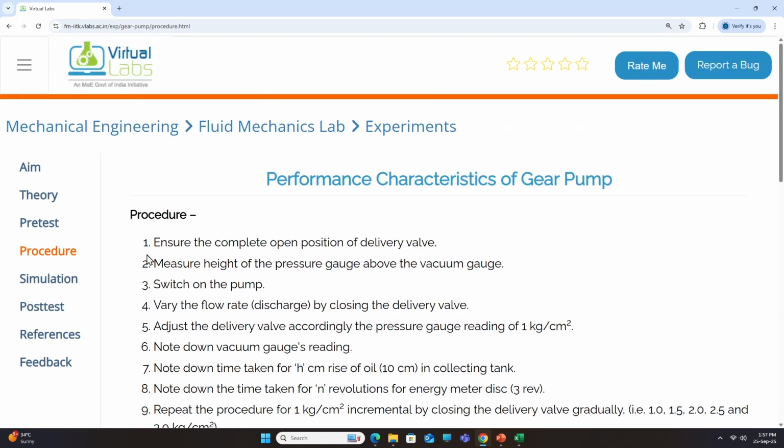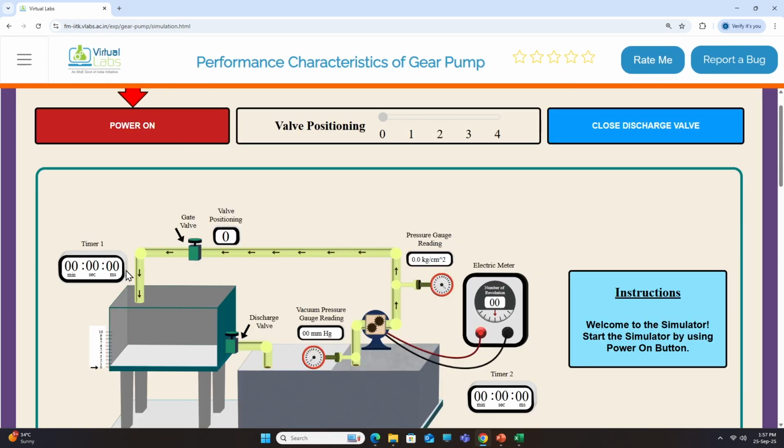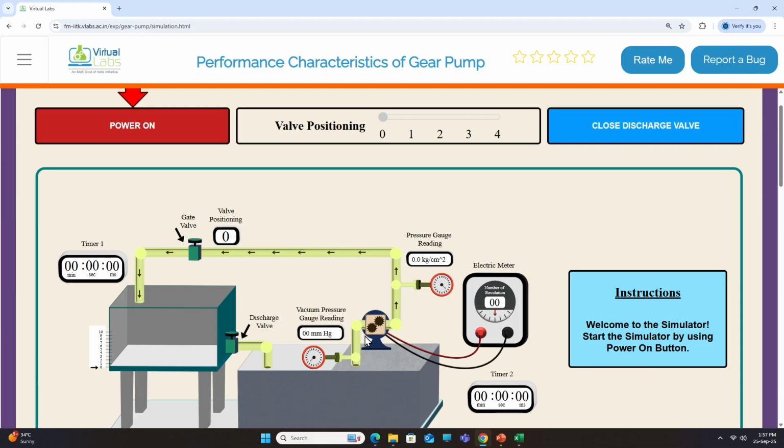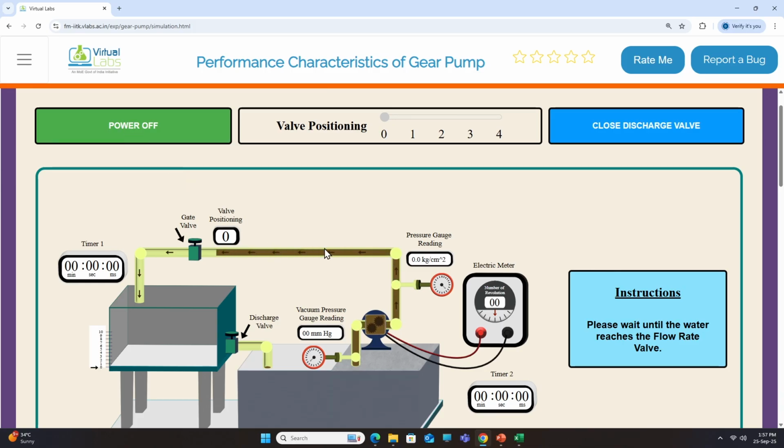Let me come to the simulation. This is a similar interface to what we have been observing in the previous experiments, for the Reynolds number determination, and for Bernoulli's this kind of setup was also there. Now, here it is a setup specifically for the gear pump. You can see we have a gear pump, 2 gears are meshed here, and when we switch on the power, because it is oil, the color is brown, the oil flows through the pipe and stops at the gate valve. Then we can position the gate valve among 1, 2, 3, 4.